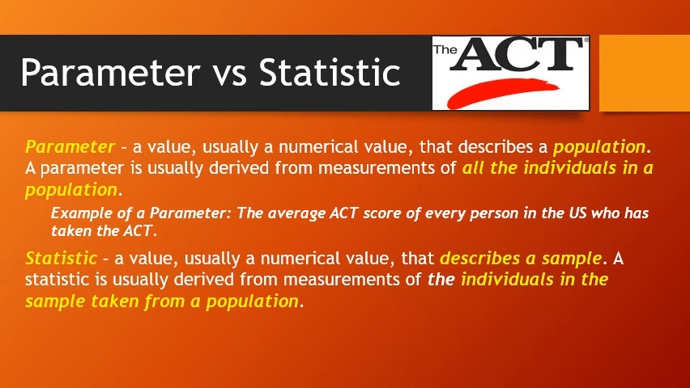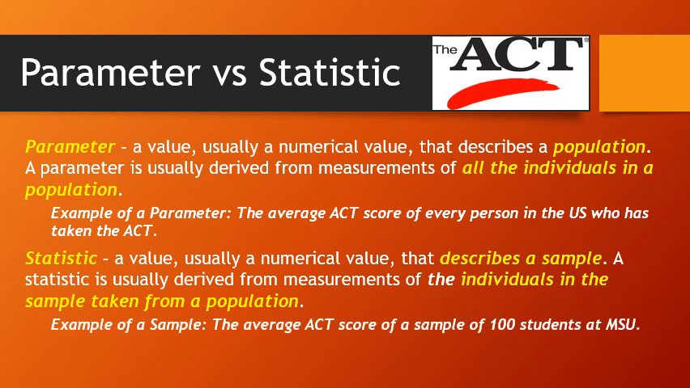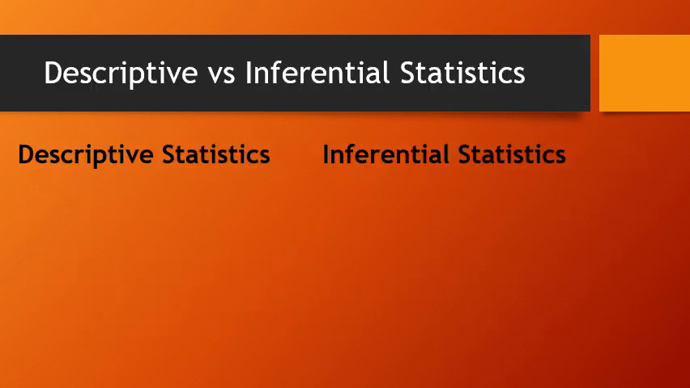A statistic usually describes the sample. The statistic is derived from measurements of the individuals in the sample taken from a population. For an example, the average ACT score of 100 students at MSU would be a statistic. The average ACT score of every person in the U.S., again, would be a parameter because you're talking about every person in the population. So when you take an average from a population, it's a parameter. When you take an average of a sample of people, that is called a statistic.